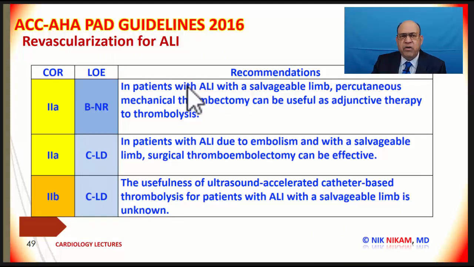Revascularization for limb ischemia continued. In patients with acute limb ischemia with a salvageable limb, percutaneous mechanical thrombectomy may also be attempted as an adjunct therapy to thrombolysis. Patients with acute limb ischemia due to embolism and with a salvageable limb should undergo surgical thromboembolectomy whenever it is possible. The usefulness of ultrasound accelerated catheter-based thrombolysis for patients with acute limb ischemia with a salvageable limb is unknown.